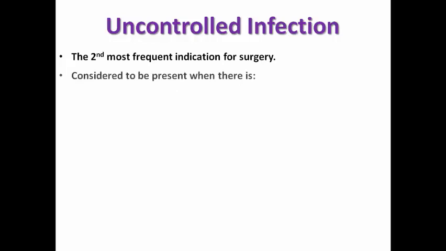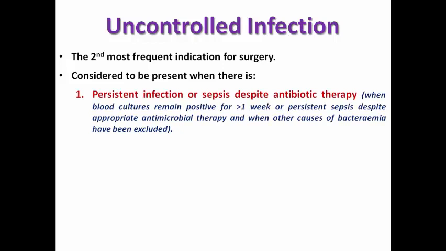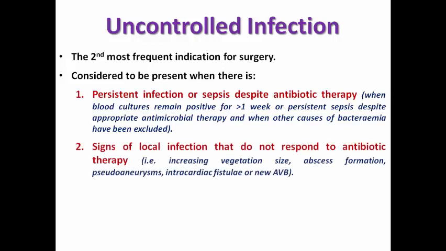The second most common complication is the uncontrolled infection, and the second most frequent indication for surgery is that the infection is not resolving. It is considered to be present when there is persistent infection or sepsis despite antibiotic therapy, as blood cultures remain positive for more than 1 week, or persistent sepsis despite appropriate antibiotics when other causes of bacteremia have been excluded, or signs of local infection within the heart that do not respond to antibiotics, like increasing vegetation size. This is a poor sign of lack of response.